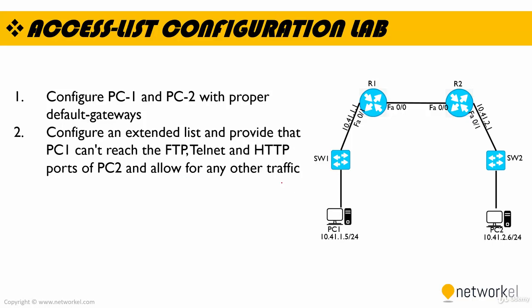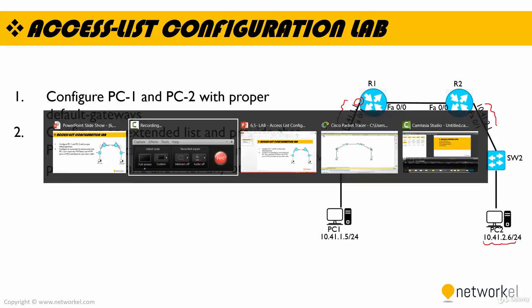So what I need to do is, first we need to configure PC1 and PC2 with proper default gateways. As you can see in the figure, PC1's default gateway is here. So I should use this IP address for PC1's gateway, and I should use 2.1 as the default gateway of PC2. Let's go to the packet tracer.